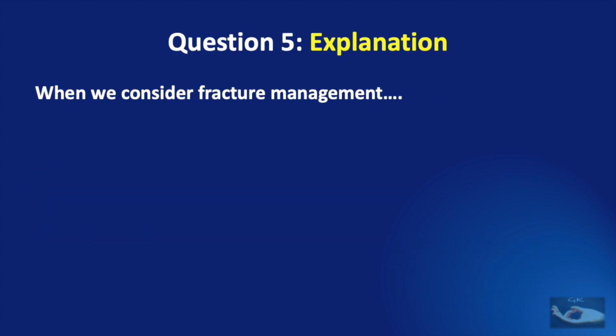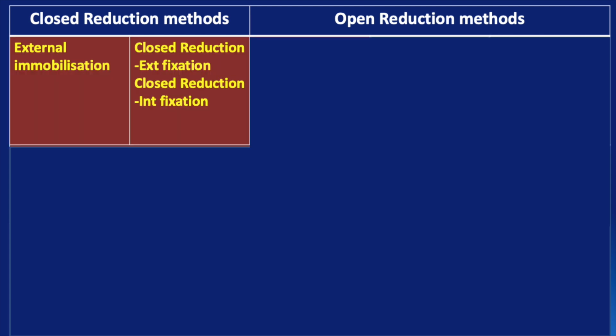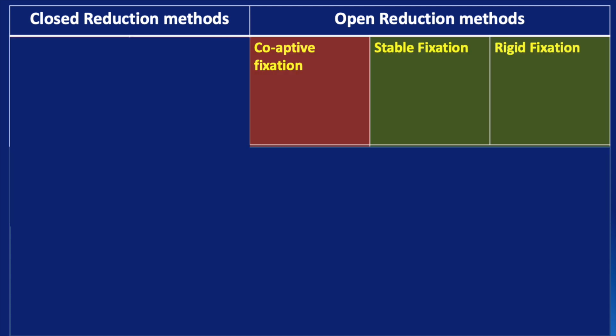When we consider fracture management, there are only two options: closed reduction methods and open reduction methods. The closed reduction methods are external immobilization and the technique of closed reduction followed by external fixation or internal fixation. Under the open reduction methods, there are three techniques: coaptive fixation, stable fixation, and rigid fixation.